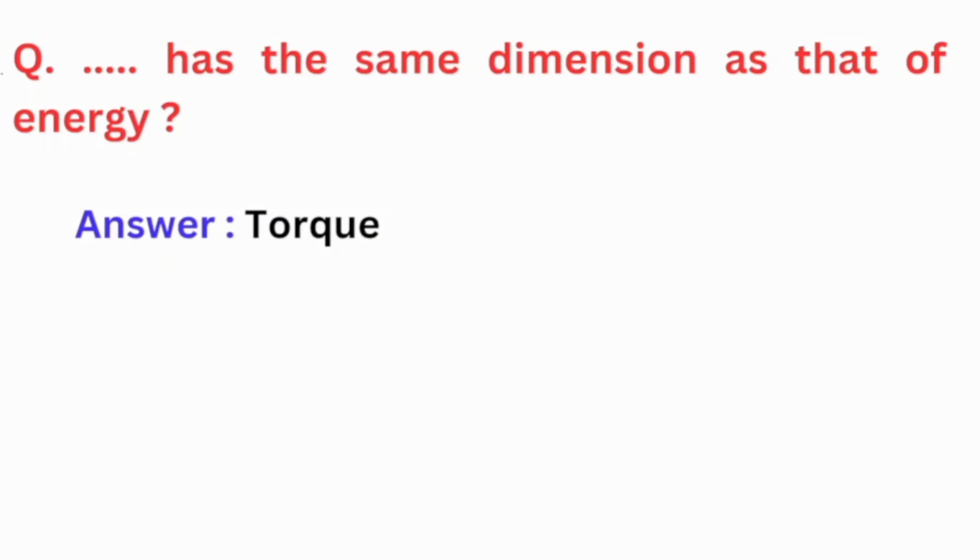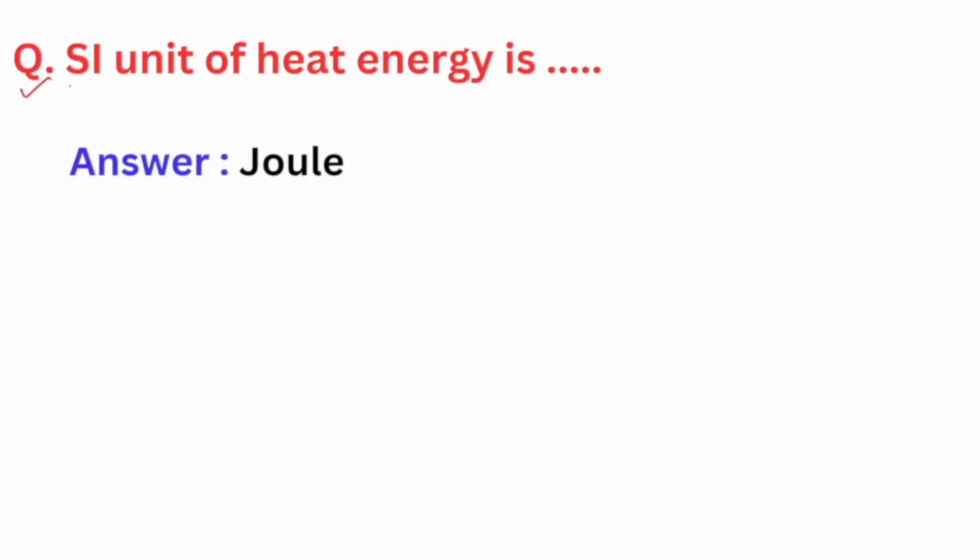Fine. Next is dash has the same dimension as that of energy. So torque has the same dimension as that of energy, and torque is the measure of the force that can cause an object to rotate about an axis. Okay. So next is SI unit of heat energy is joule.